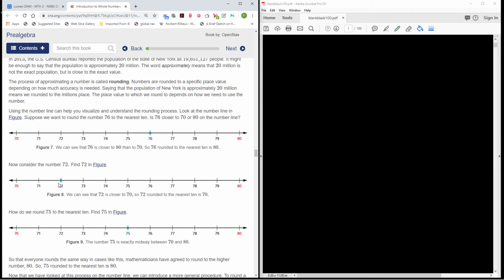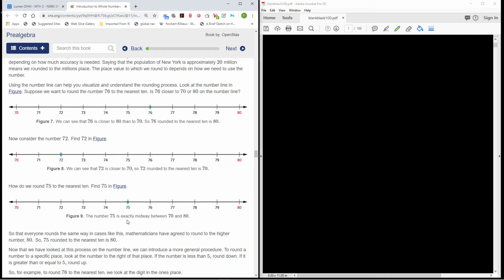Okay, so here we have 72. We want to round that to the nearest 10. The nearest 10 would be 70. And here we have another one, 75. So it could go either way. So you have a rule set for it. If it's 5 or greater, you round up. So your nearest 10 would be 80.